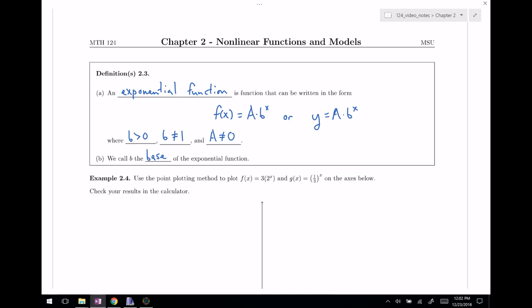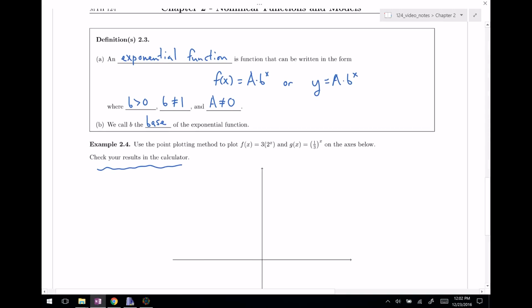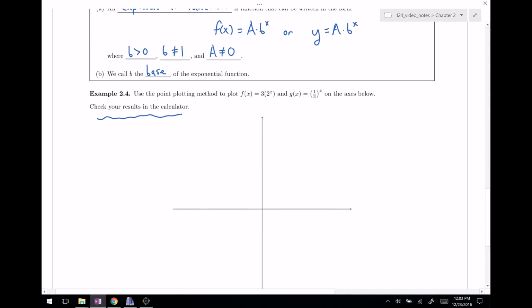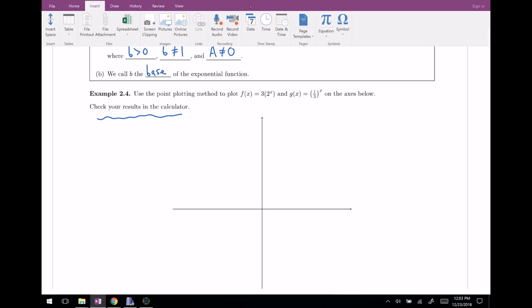Okay, so we have a calculator, and we're going to check our results in our calculator here. But the claim is, anytime you come across a function that you really don't know what it looks like, you should fall back on this point plotting method. So I'd like to review this with us, and then use our rules of exponentials to plot these functions.